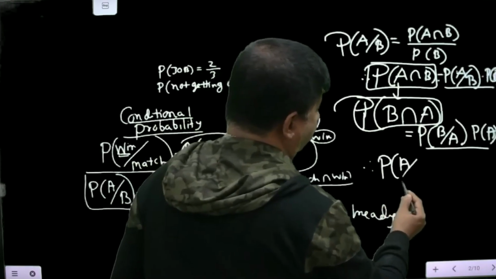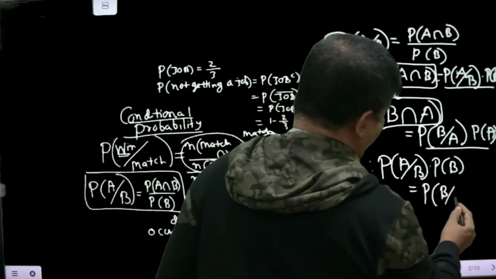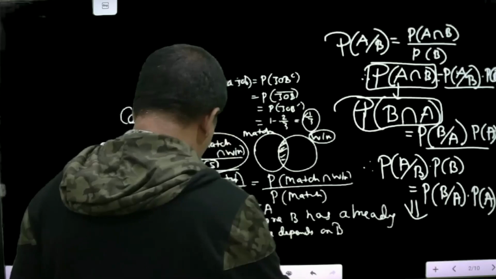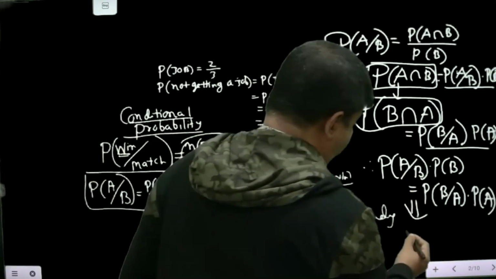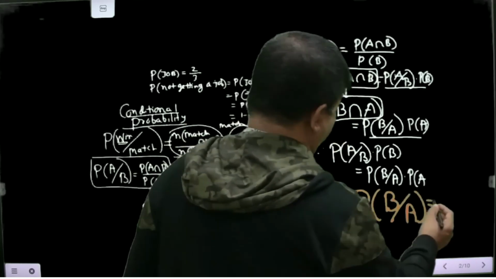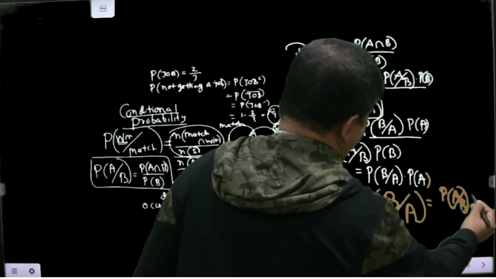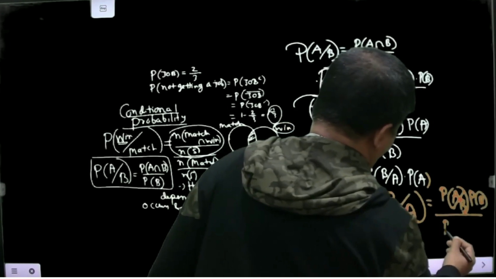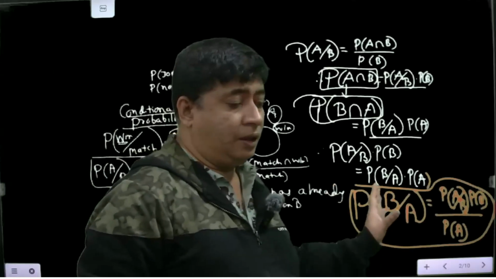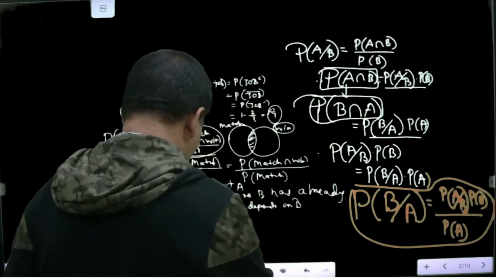P(A stroke B) into P(B) equals P(B stroke A) into P(A). So from here, one important result I can bring. What is that? P(B stroke A) equals P(A stroke B) into P(B) by P(A). So that is one of the most important properties. It will have a strong relation to Bayes theorem.